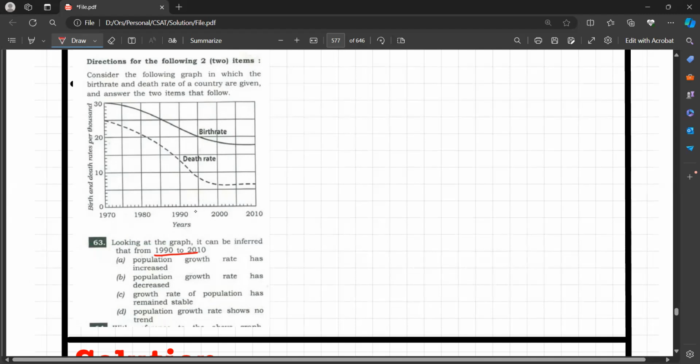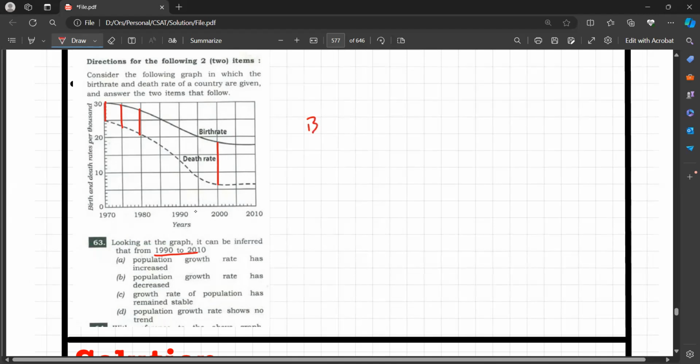We cannot say. Why? Because here the gap is how much, here again it has increased, here again it has increased, there is some variation. Population growth rate has not increased. Population growth rate has decreased actually. Okay, or it has changed, it has varied.